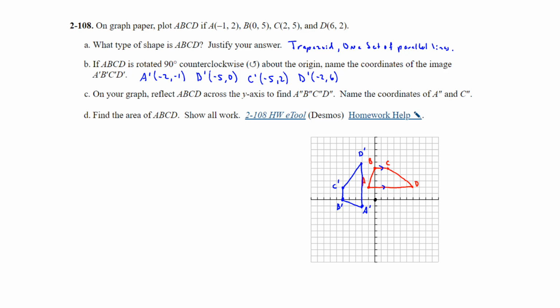On your graph paper, reflect ABCD across the y-axis to find ABCD double prime, and then name the coordinates of A double prime and C double prime. So we're reflecting it across the y-axis. So I went ahead and did it on the same graph. I probably should have erased first, but that's alright. So you can see the new one, I labeled A double prime and C double prime, and then part D is to find the area of ABCD and showing all your work.